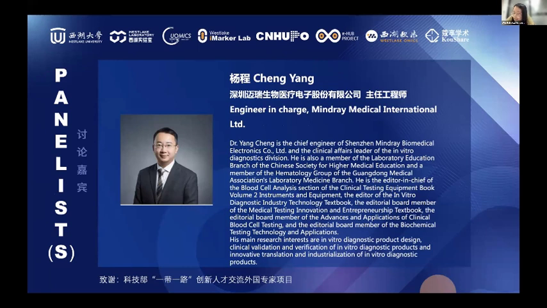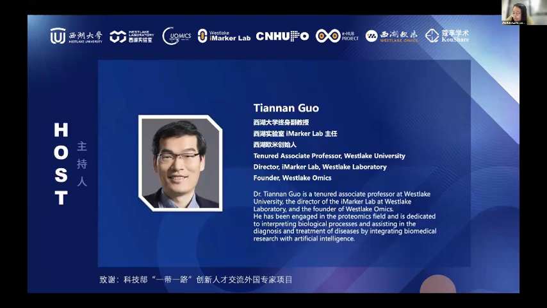Last but not the least, Dr. Tiannan Guo is a tenured associate professor at Westlake University, the director of the iMarker lab at Westlake Laboratory, and the founder of Westlake Omics. He has been engaged in proteomic study and is dedicated to interpreting biological processes and assisting in the diagnosis and treatment of diseases by integrating biomedical research with artificial intelligence.